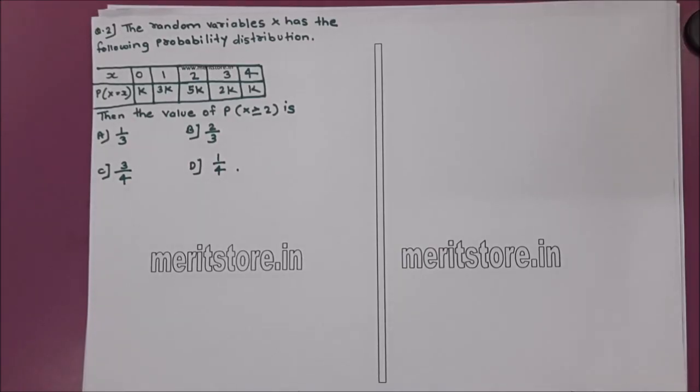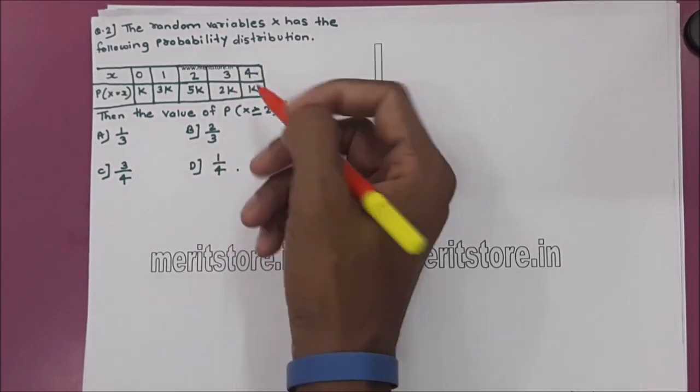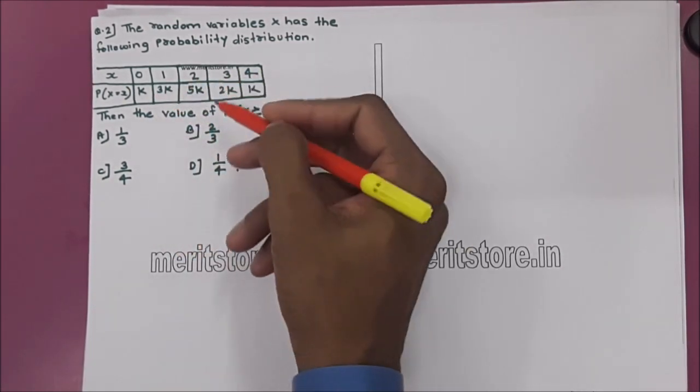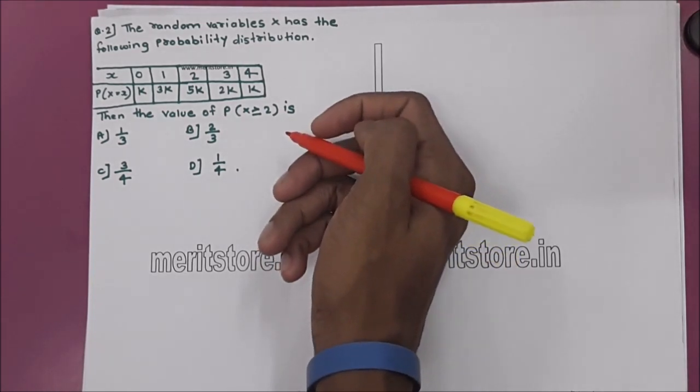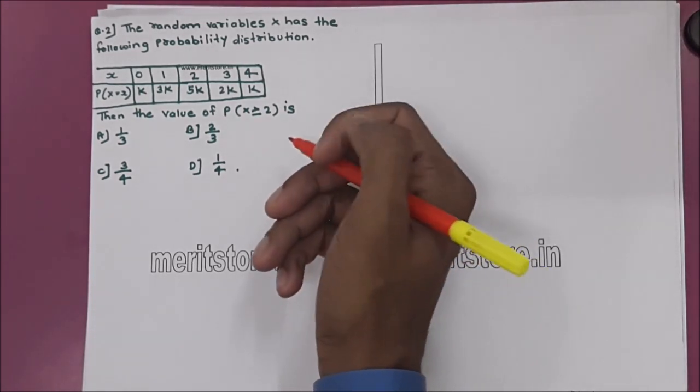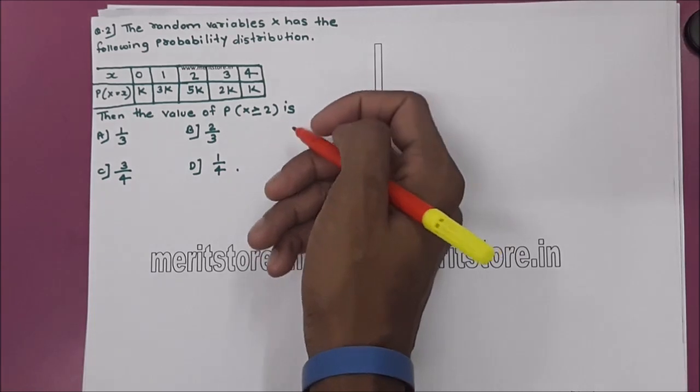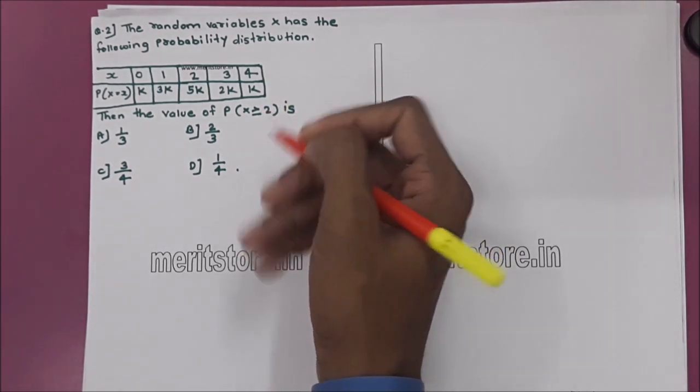Question 2. The random variable x has the following probability distribution. For x equal to 0, 1, 2, 3 and 4, the probability is given as k, 3k, 5k, 2k and k. Then the value of P(x greater than or equal to 2) is, we have four options: A 1 by 3, B 2 by 3, C 3 by 4 and D 1 by 4.